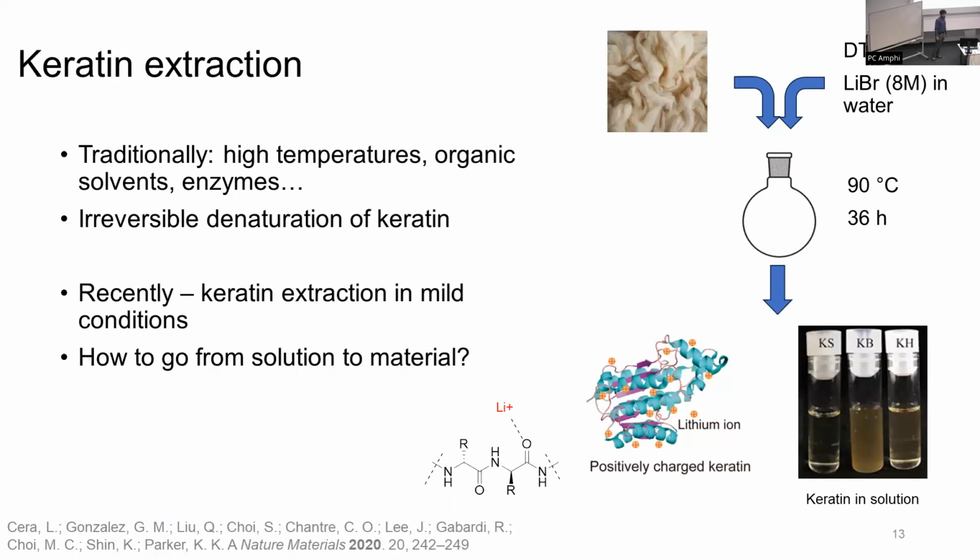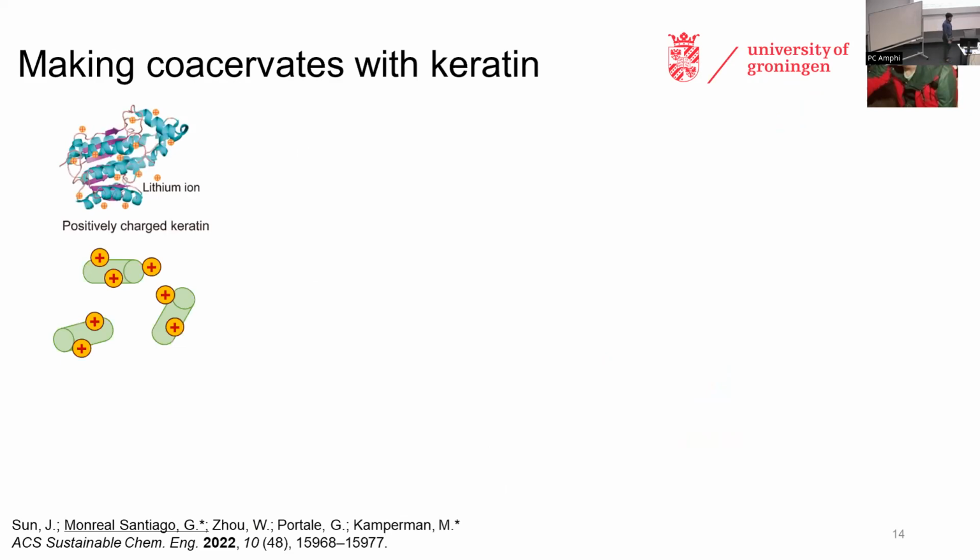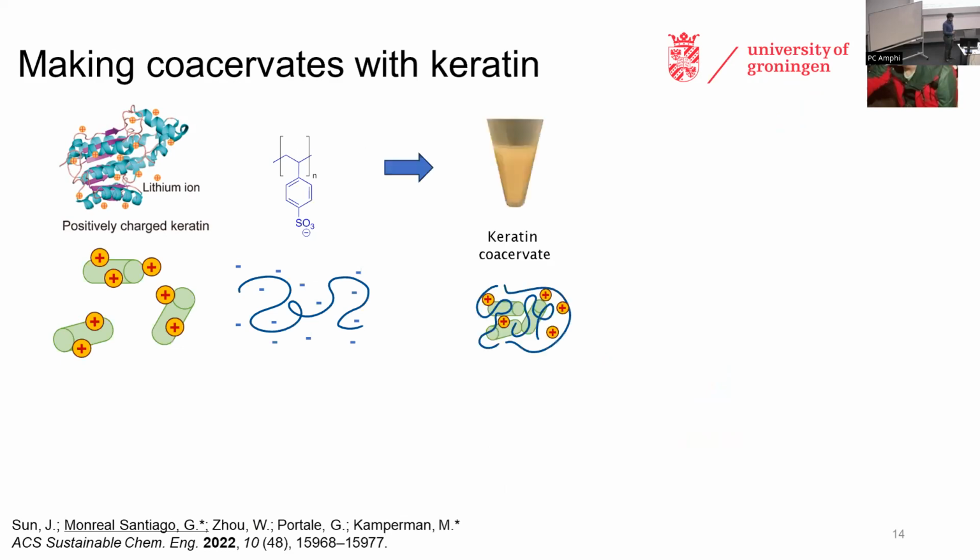But now the challenge is, how do you go from this solution back to a recycled material? And that's why we thought that coacervates could come in. This was from my postdoc in the University of Groningen, and this is work done by Jin-Woo Sun, a PhD student that I was supervising. He thought that if you have keratins with positive charges, you can just mix them with a negatively charged polyion, and that will phase separate. That was actually the case.